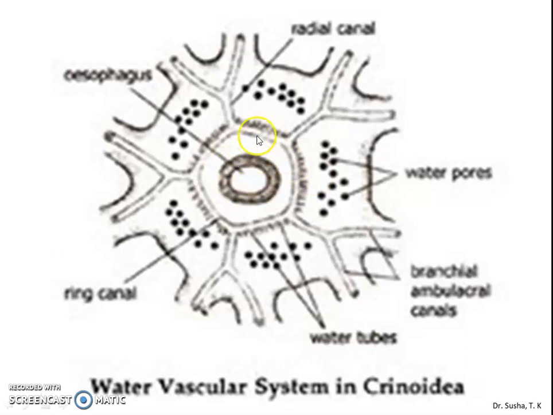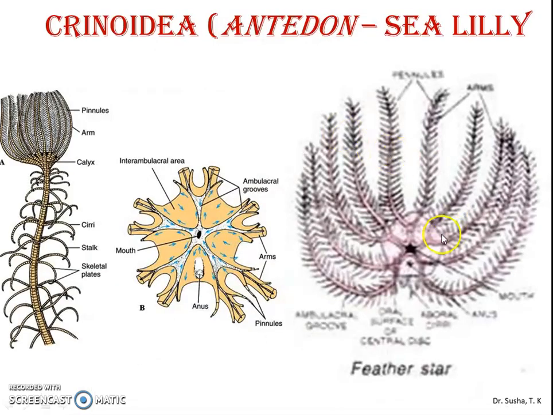And this is the esophagus, and a ring canal is seen around the esophagus. From the ring canal, 5 radial canals will arise. Each radial canal will divide into 2, thus 10 radial canals will travel into 10 arms. Here 10 arms are seen in sea lilies. Therefore 10 radial canals are seen.